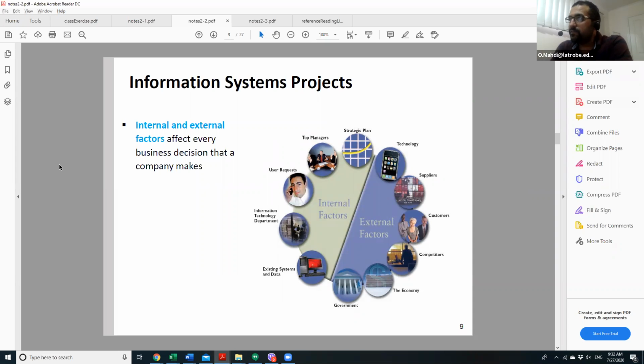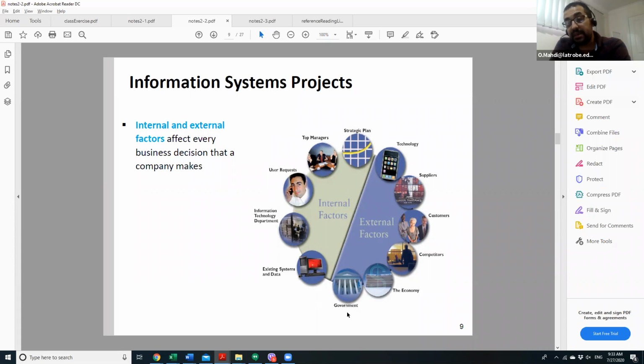Internal and external factors affect every business decision that a company makes. Of course, it's more about when you are working in a company. There are some factors that will affect the decision. For example, we have internal factors, and we have external factors as well. When we take external factors, it's more about technology, suppliers, customers, competitors, the economy, the government, for example.